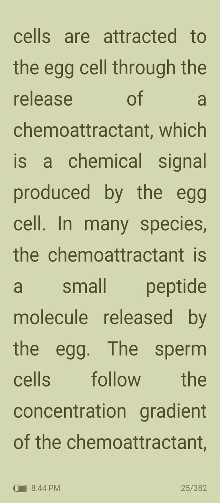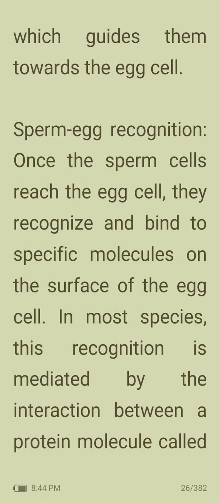So chemotaxis. Sperm cells are attracted to the egg cell through the release of chemoattractant, which is a chemical signal produced by the egg cell. In many species, the chemoattractant is a small peptide molecule released by the egg. The sperm cells follow the concentration gradient of the chemoattractant, which guides them towards the egg cell.